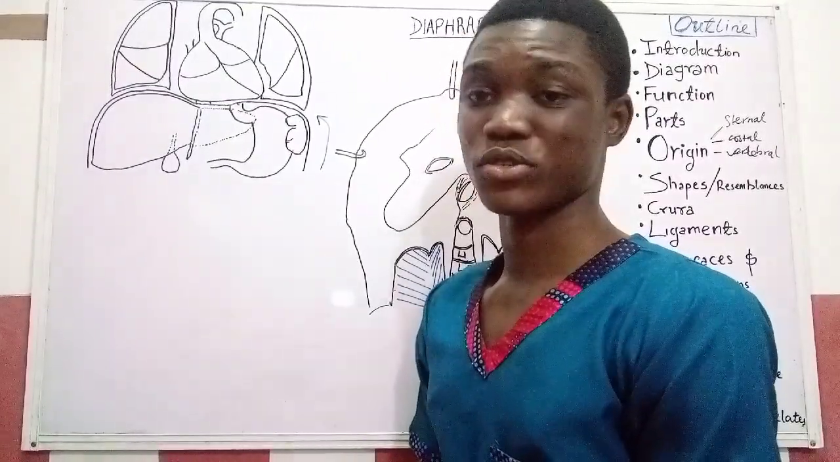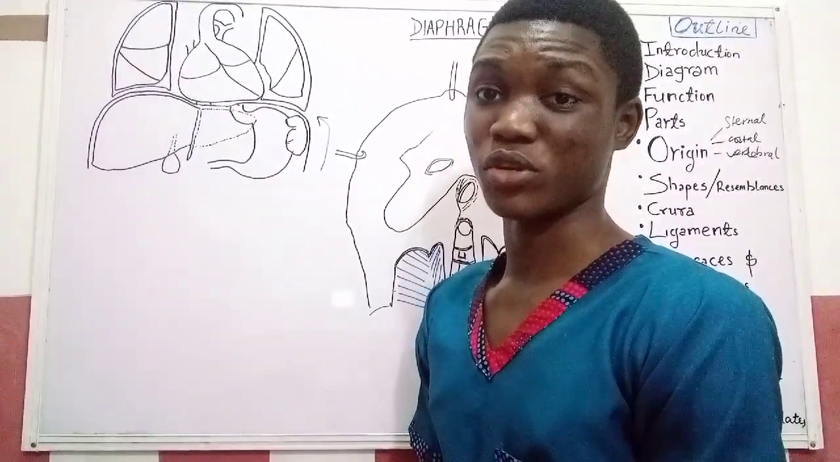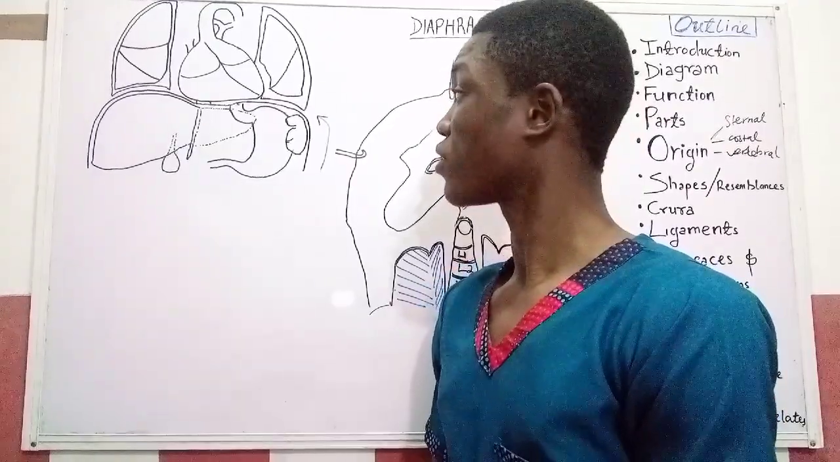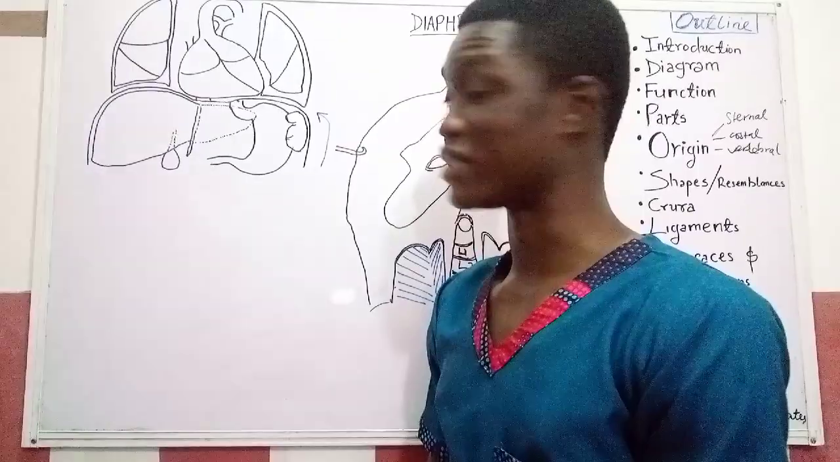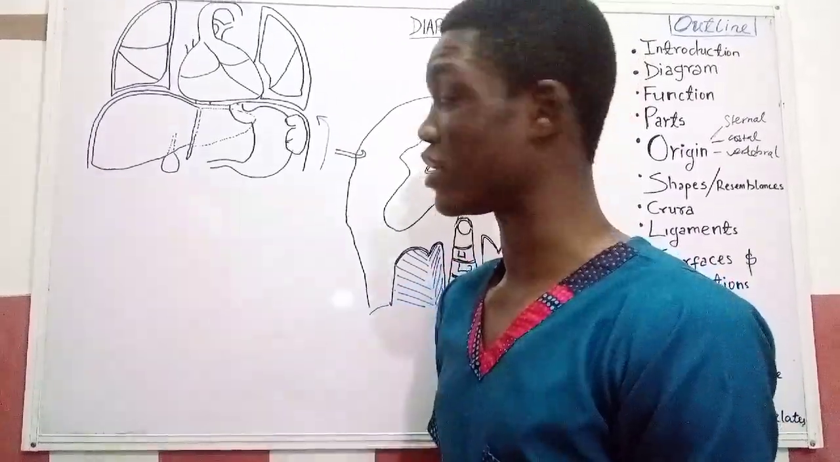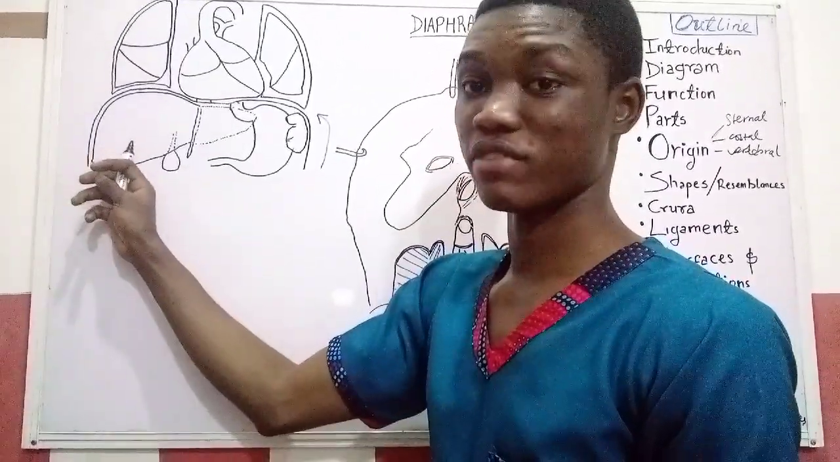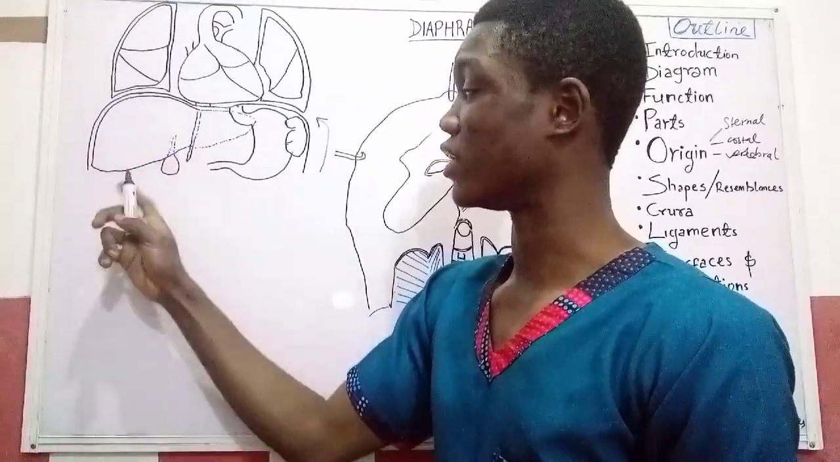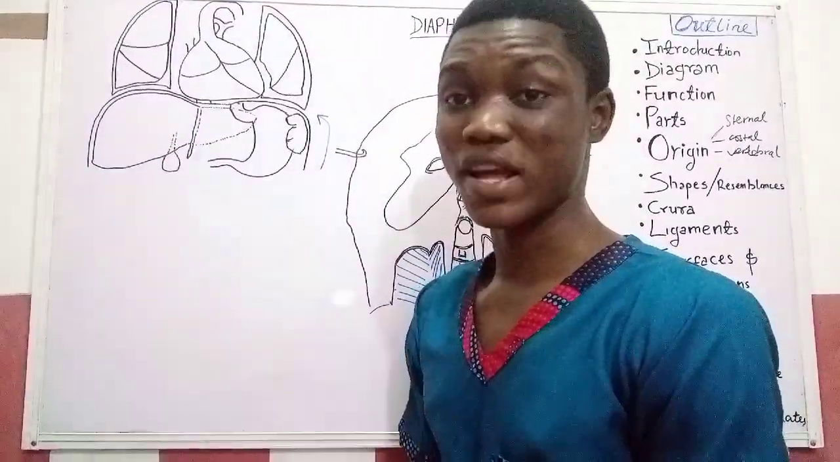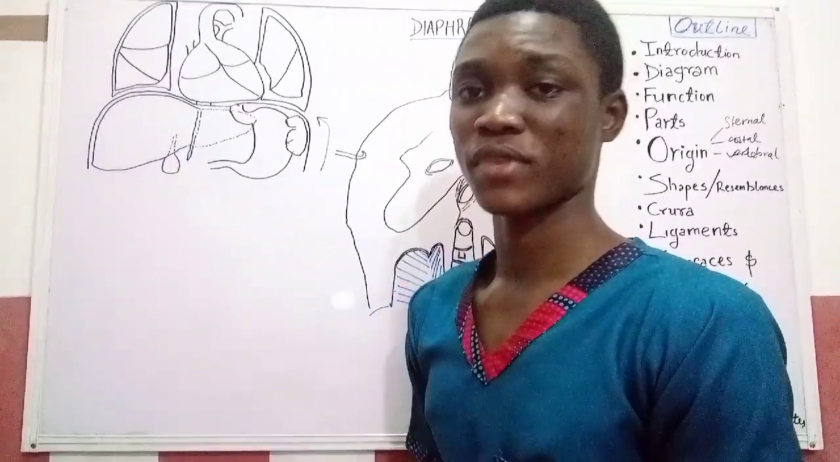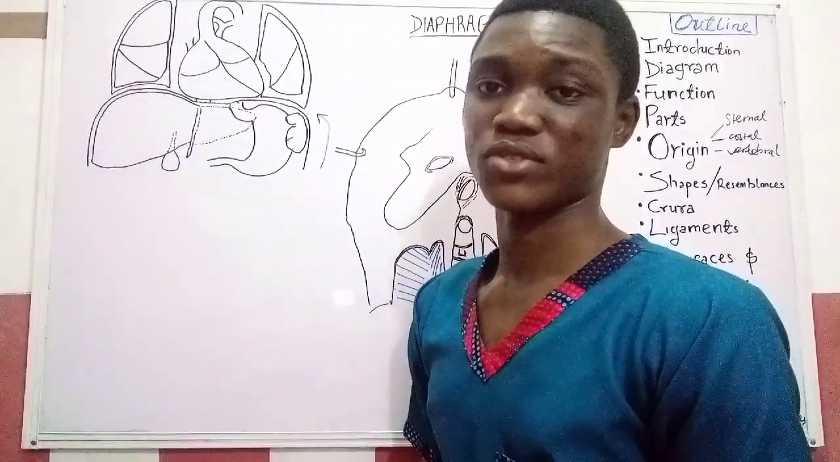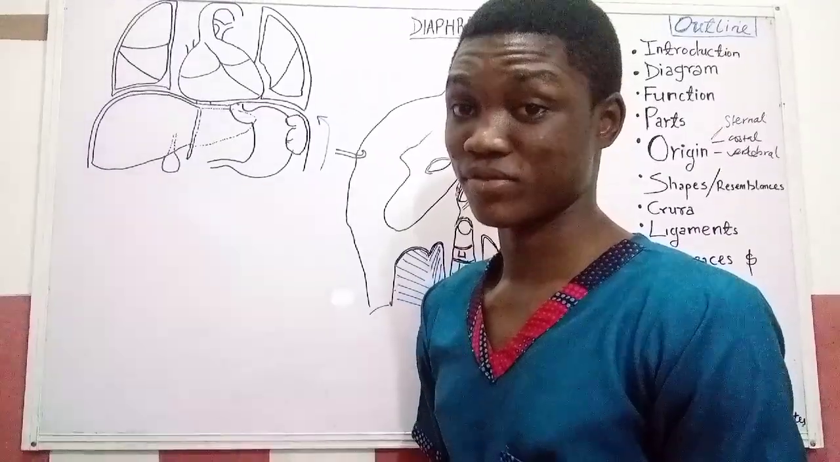Okay, because both of them have the same embryological origin. So inferiorly, the diaphragm is related to the right lobe of the liver. This is the right lobe of the liver here, and it is also related to the right kidney lying posteriorly to this liver, and to the right suprarenal gland.